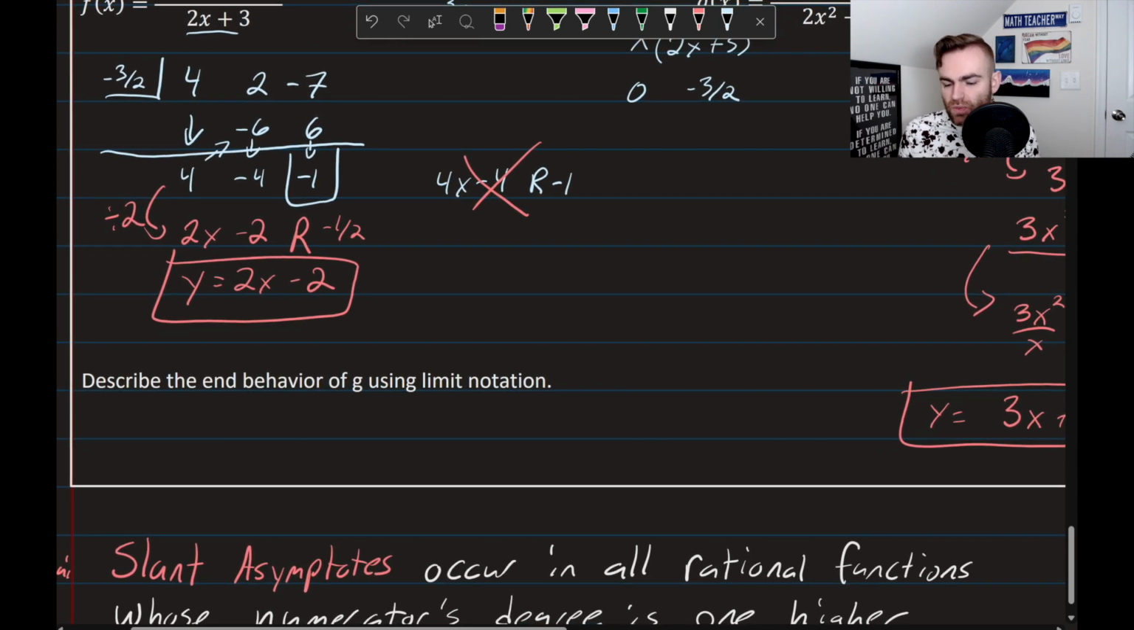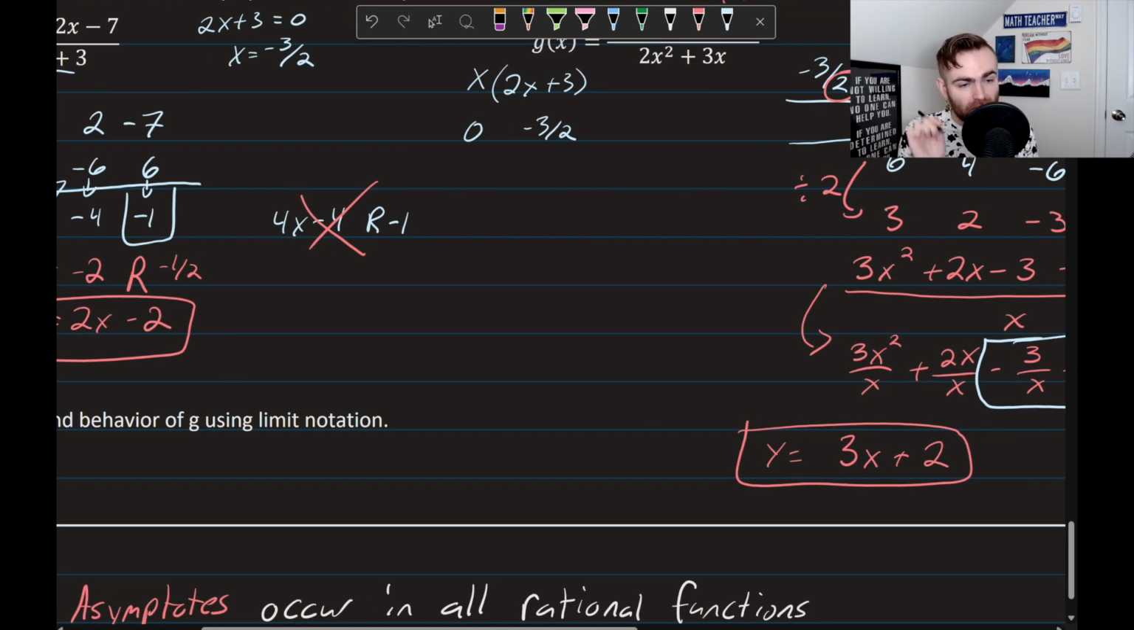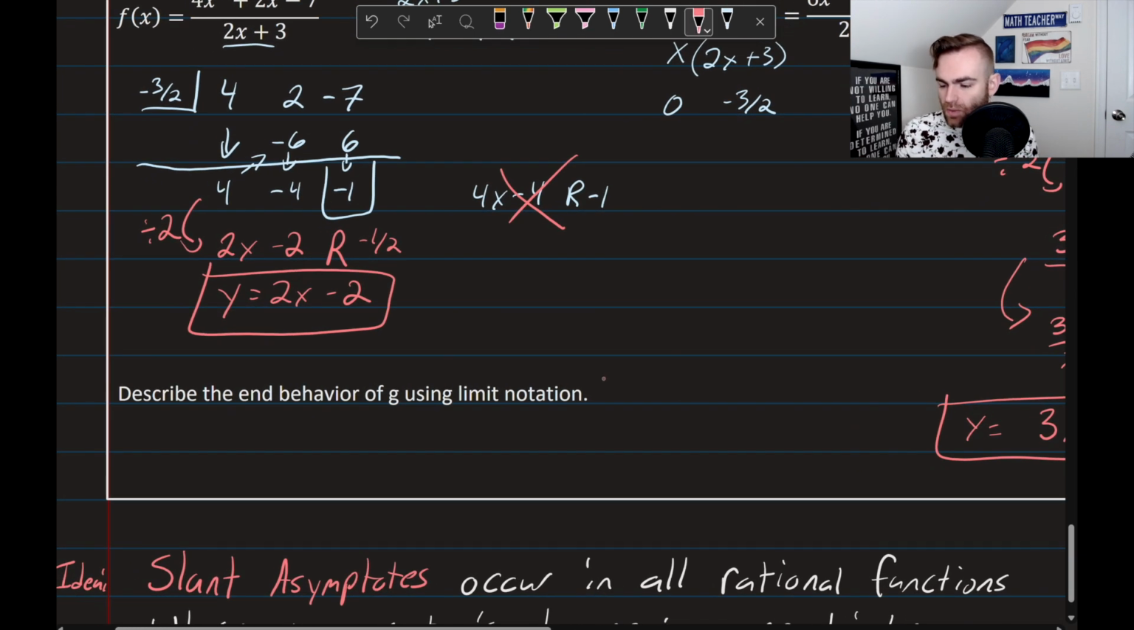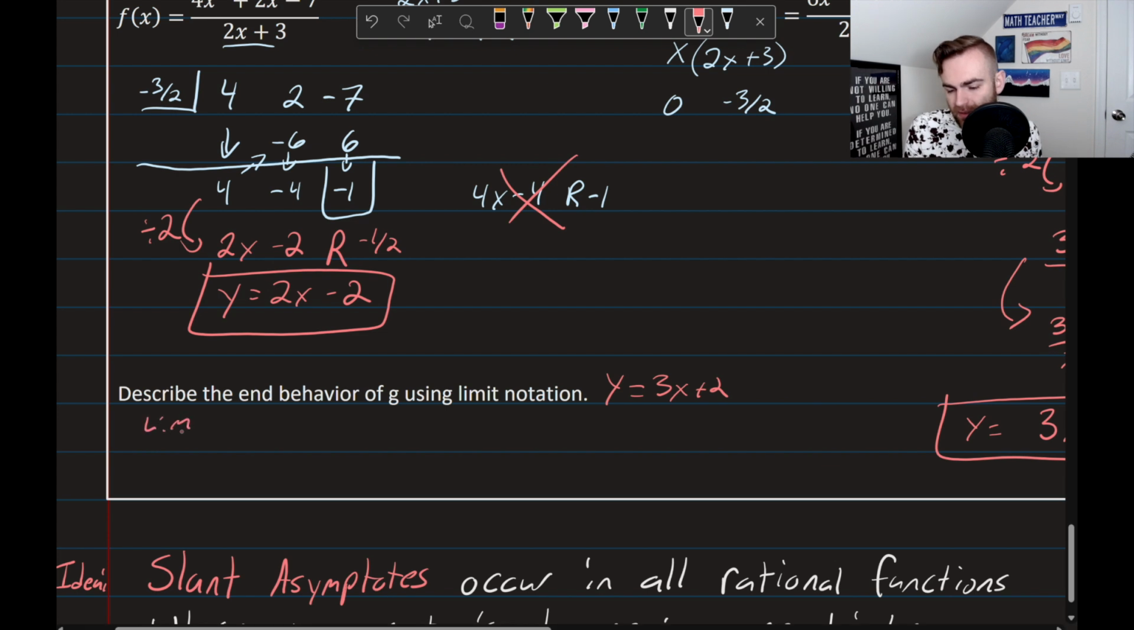The last thing we're going to do here is we're going to describe the end behavior of g using limit notation. We know that the end behavior mimics that of the slant asymptote, this line here. So we know that g is going to follow along the line y equals 3x plus 2 for values closer and closer to positive and negative infinity. So what does this line do? Well, the line goes up from left to right, which means it goes down from right to left. So the limit as x approaches negative infinity of g of x is going towards negative infinity, and the limit as x approaches positive infinity for g of x is going to be positive infinity.